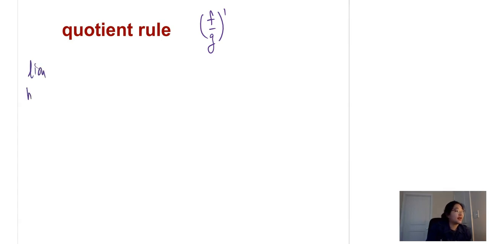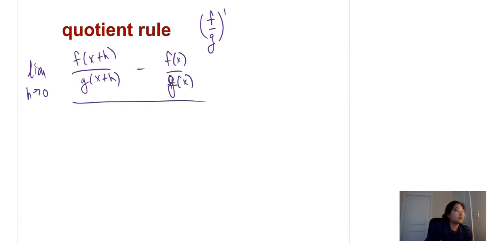Limit as h approaches 0 of f of x plus h all over g of x plus h minus f of x all over g of x, all divided by h. Interesting, interesting. So what should we do from here? Well, I think we need to add 0 again. But what could be useful in this situation?